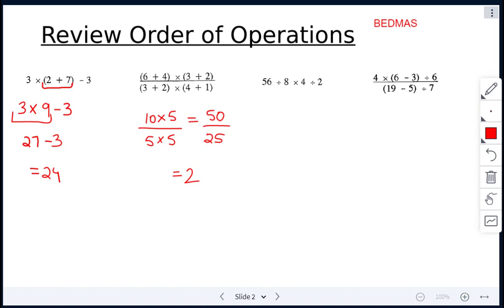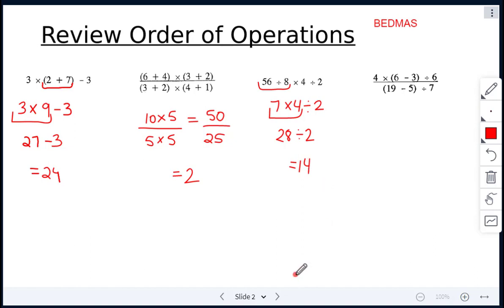So our third one here, we have division, multiplication, and division. So we're just going to go left to right. So 56 divided by 8, that is 7. I'm left with times 4 divided by 2. So going from left to right again, 7 times 4, that's 28. And then I still have divided by 2. And then that leaves me with my answer of 14.